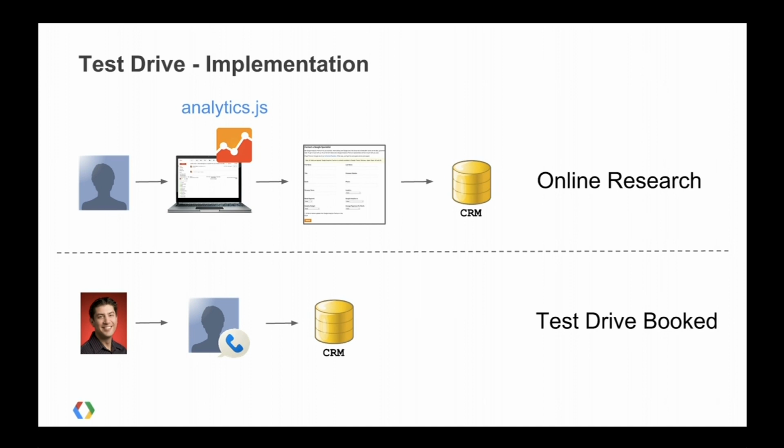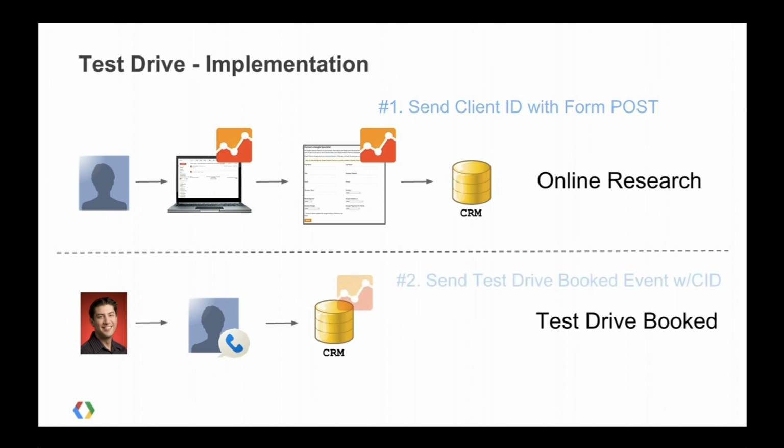implemented on the site in general. So across all the site, you should have analytics installed. The second thing we want to do is send the client ID with the form post. So we need a way to get that client ID out of the tracker, so the Google Analytics ID that's provided, and then we need to send that to the CRM system so that it can be saved within the lead. Right? And then from the CRM's perspective, when the test drive is actually booked, we need to get that ID and then send a hit back to Google Analytics using that same client ID.